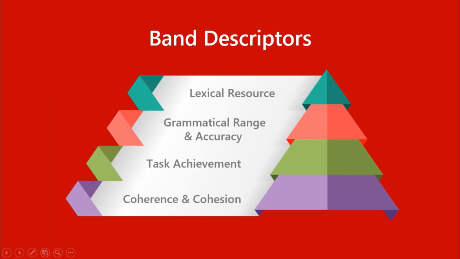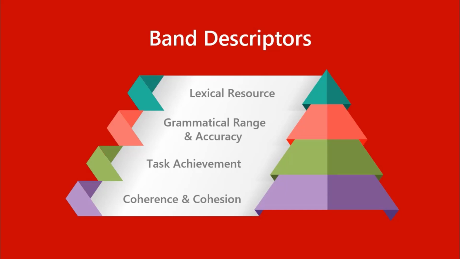Now, I'd like to think of the band descriptors in the pyramid form. Even though all 4 of these band descriptors have equal weightage in the eyes of the examiner, it is easier to score points in task achievement and coherence and cohesion, because of which we'd like to think of it as the base of the pyramid, and grammar and vocabulary should be something that you need to concentrate on after you're comfortable with task achievement and coherence and cohesion.